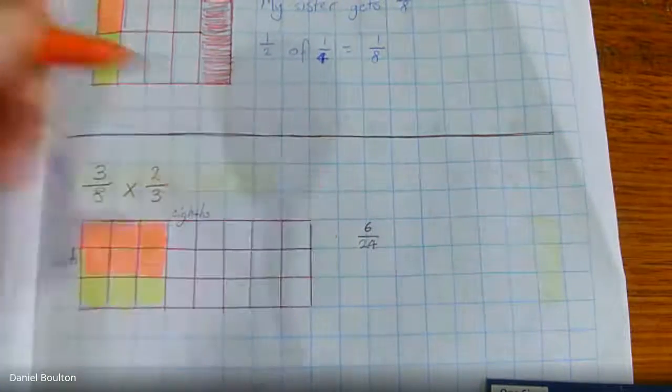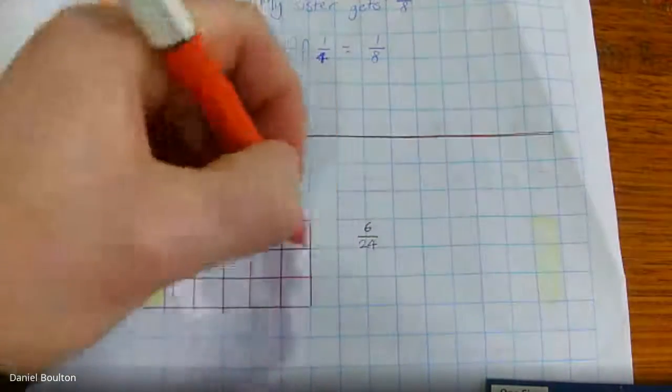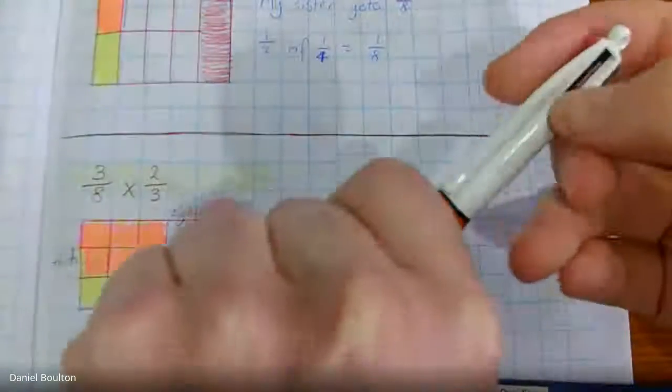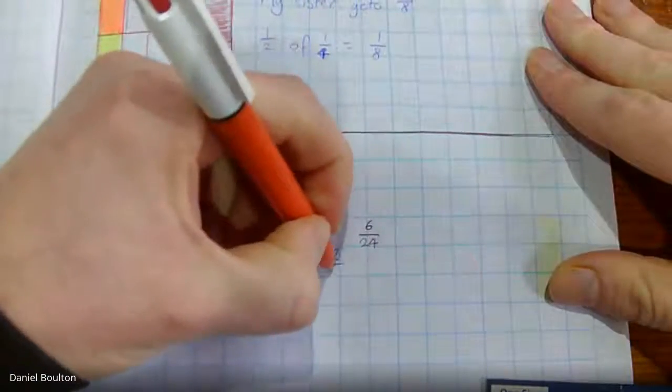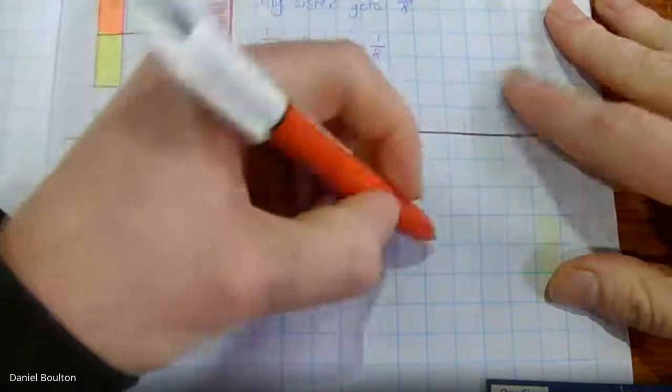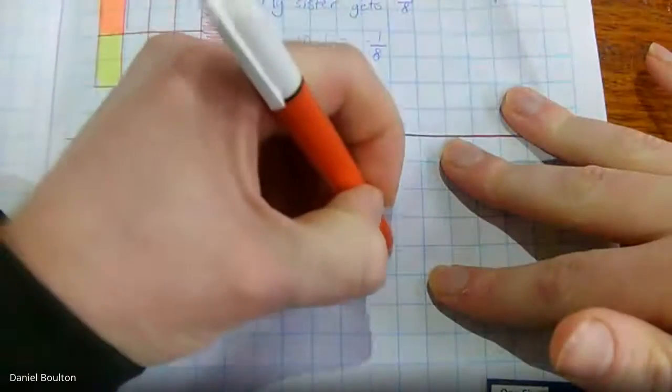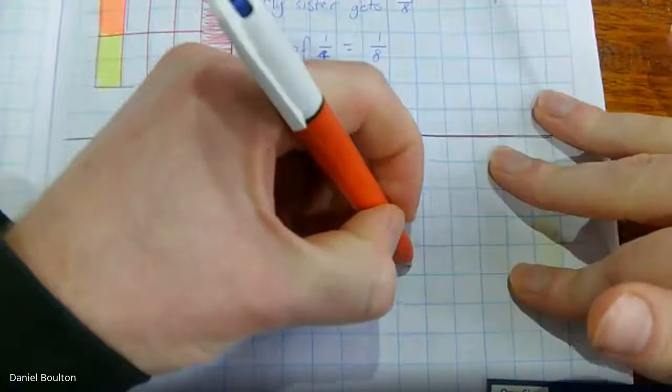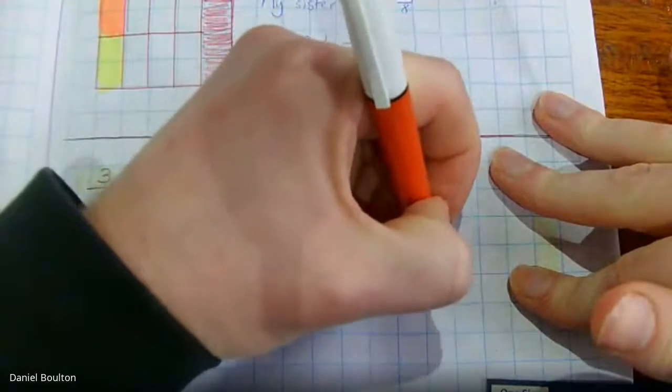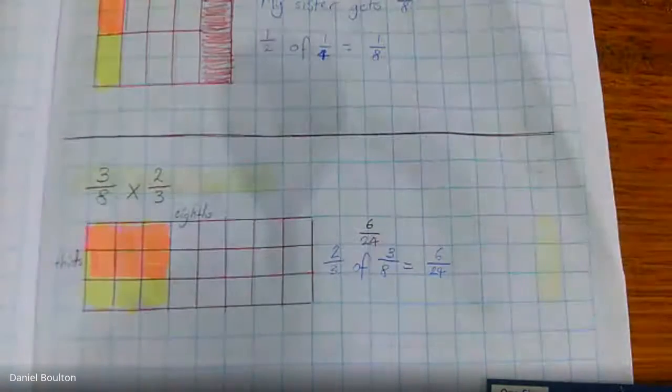Okay, so again, I could say that, what did we say? We said 2/3 of 3/8 makes 6/24 or 6 out of 24 parts.